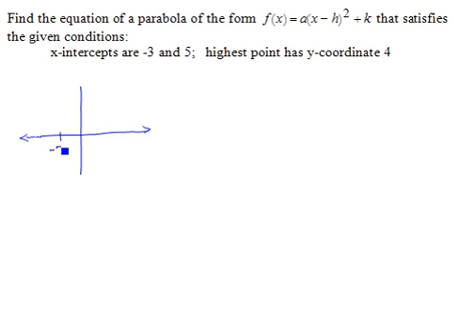Negative 3 and 5 are the x-intercepts, so we know the parabola passes through those 2 points. And the highest point has a y-coordinate of 4. So somewhere along here is the highest point. By the symmetry of the graph, we know that the vertical axis of symmetry should be somewhere between negative 3 and 5. In fact, it should be exactly halfway in between.